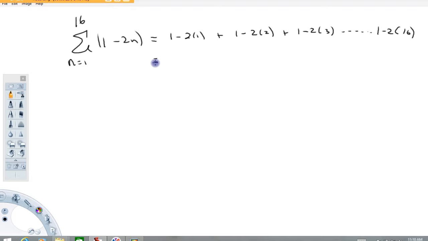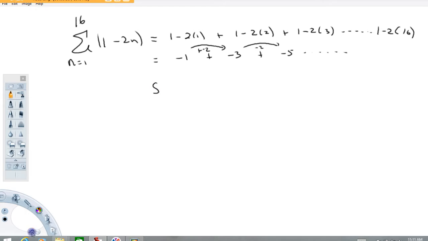Looking at these terms, this one right here is minus 1. This one right here is 1 minus 4, which is minus 3. And then this one is 1 minus 6, that's minus 5, and so forth. So what we're looking at here is an arithmetic series. Look at what's happening. When we go from here to here, we're adding negative 2. And from here to here, we're adding negative 2, and so forth.